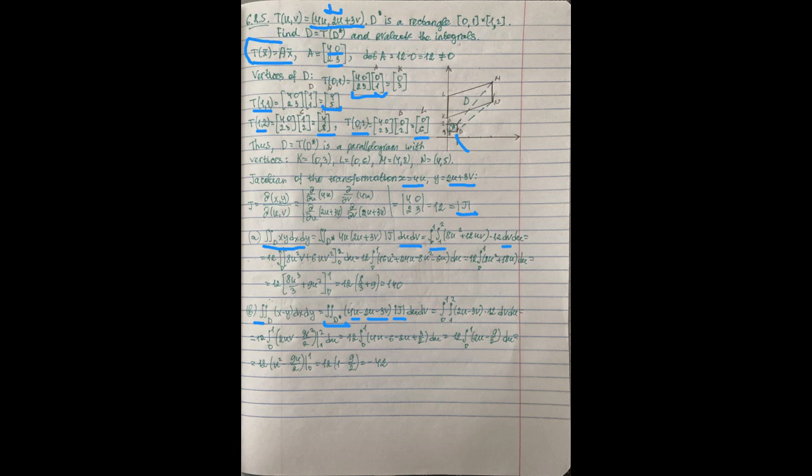In this case, I also decided to change the order. I first evaluate the integral with respect to v, and then with respect to u. We can do it because the boundaries are just numbers. And at the end, again, the integral itself is very basic, and the answer is negative 42.